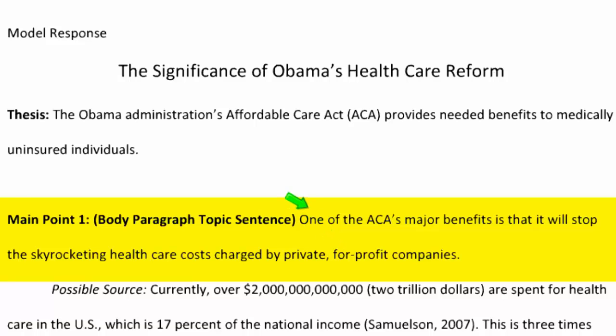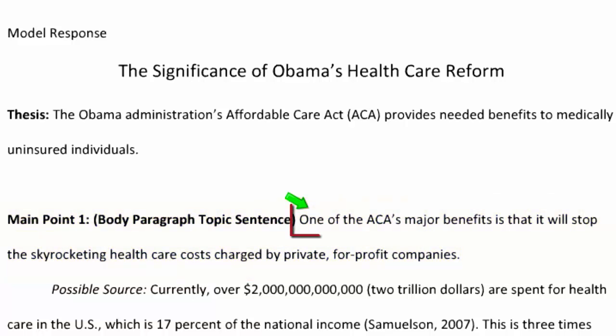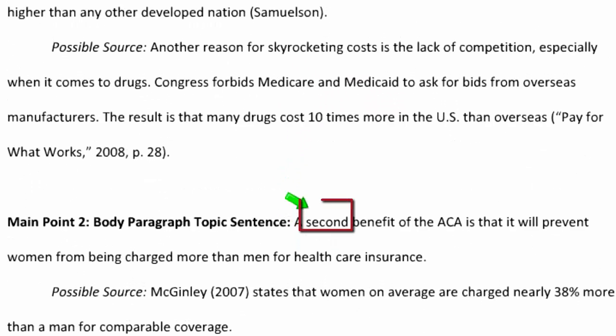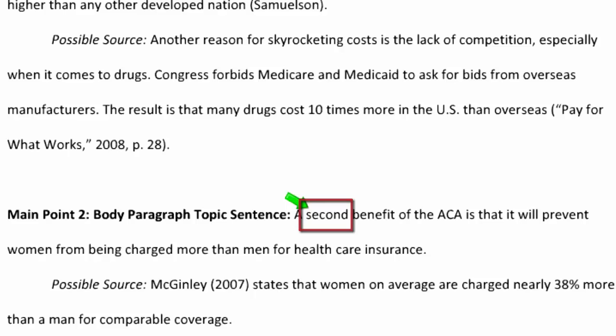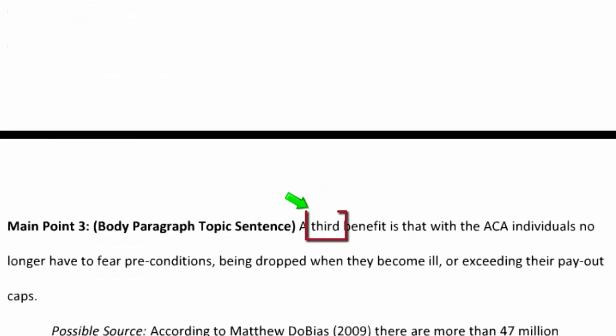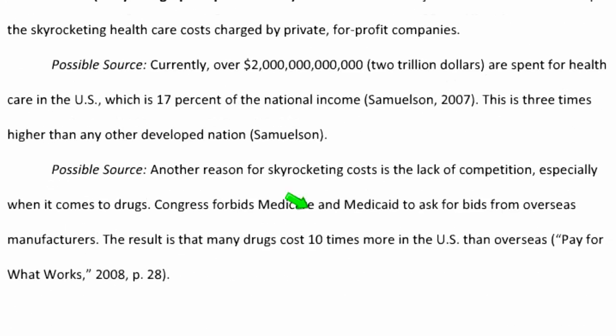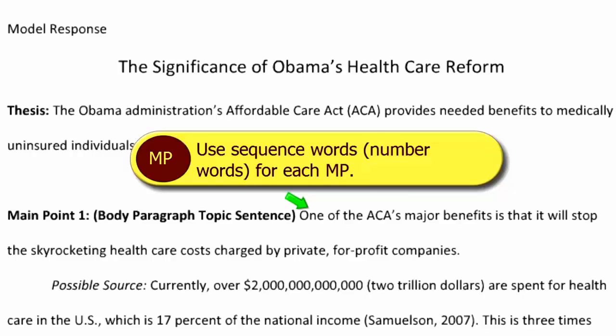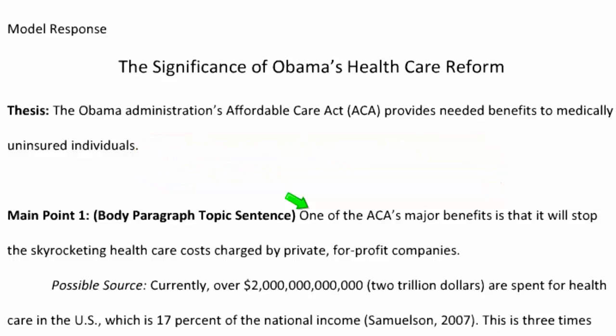Okay, let's notice a couple of things. First thing we'll notice is that these main points use number words. Main point number 1 says one of the ACA's major benefits. Main point number 2 says a second benefit. Main point number 3 says a third benefit. So that's the first thing you notice about the main points, is that you want to use sequence words. Those sequence words can be numbers, 1, 2, 3, first, second, third. The sequence words can be adjectives like to begin, next, finally. So that's the first thing I want you to notice about the topic sentence.